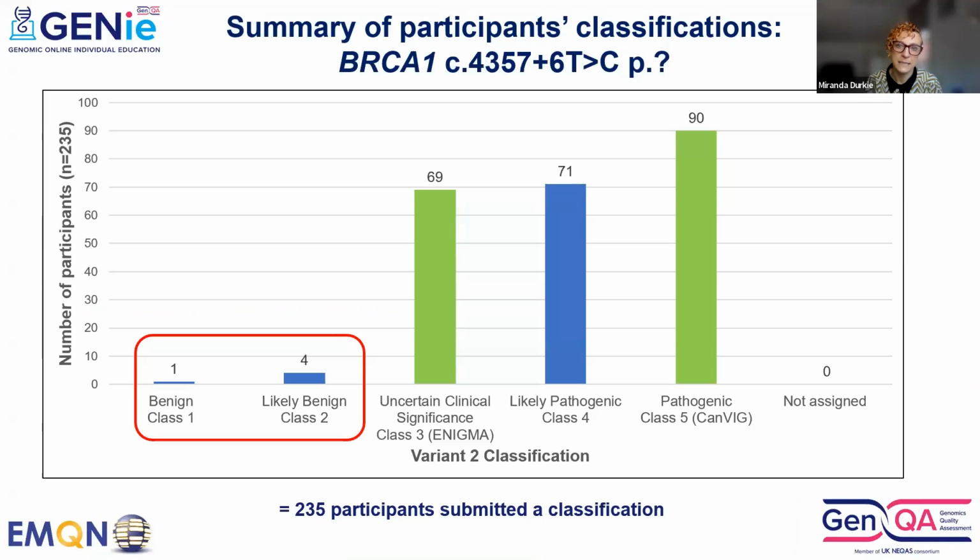So this is a summary of the participants' classifications. You can see a large number of participants got the expected classification shown in green, either class 3 using Enigma or class 5 using CAMVIG. There's a group in the middle that still called it likely pathogenic, but maybe weren't adhering strictly to either set of guidelines. And then I've just highlighted a few that have incorrectly classified the variant. Next slide, please.